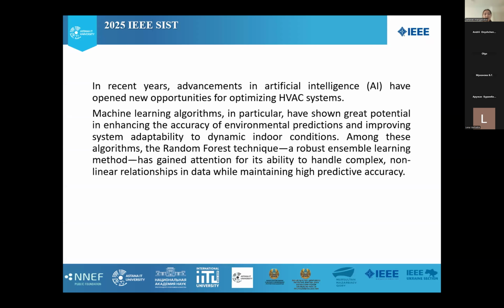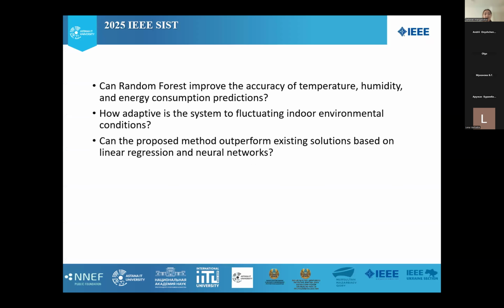So here are the key questions which I answered during my work. First, can random forest improve the accuracy of temperature, humidity, and energy consumption predictions? How adaptive is the system to fluctuating indoor environmental conditions? Can the proposed method outperform existing solutions based on linear regression and neural networks?